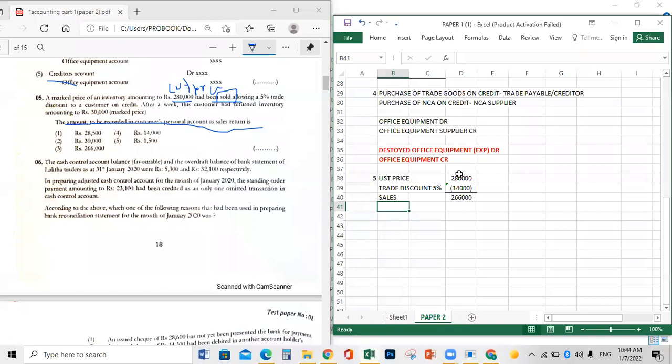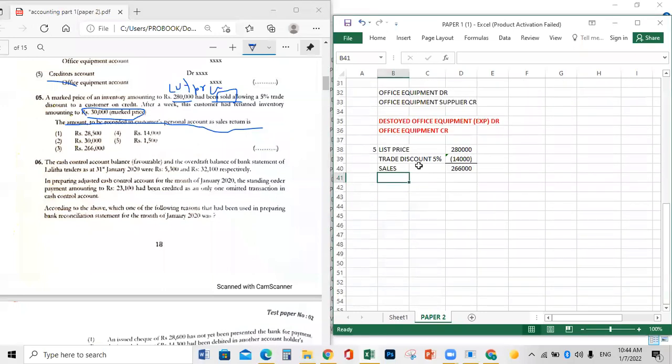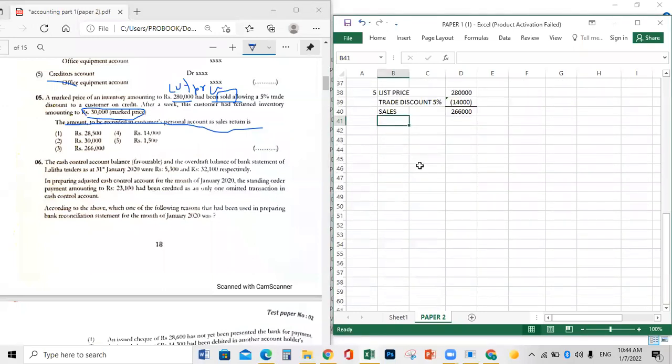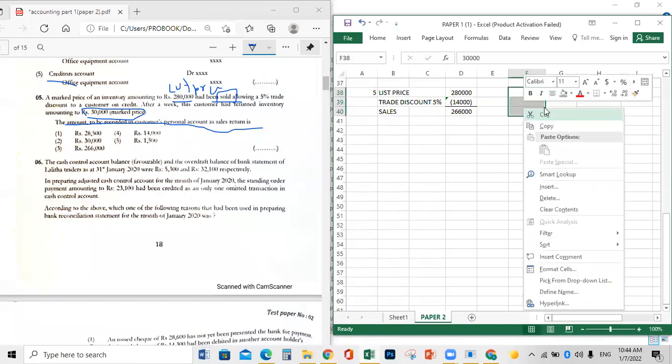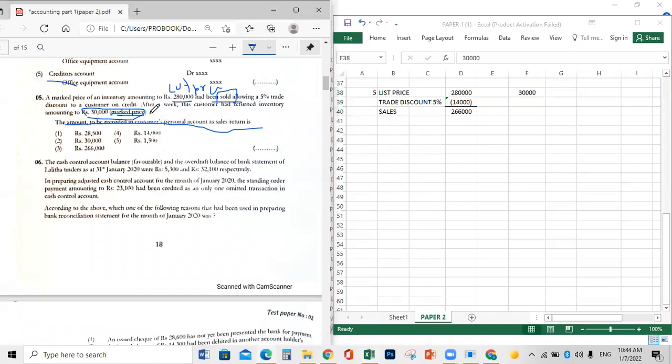Should you record 30,000 as return? Guys, remember they are telling this list price is 30,000. The return goods list price is 30,000. So, guys, is that the actual returned amount? Because they are specifically saying it is the marked price, that is the list price. So that is not the returned amount.